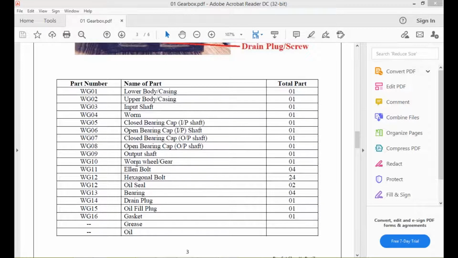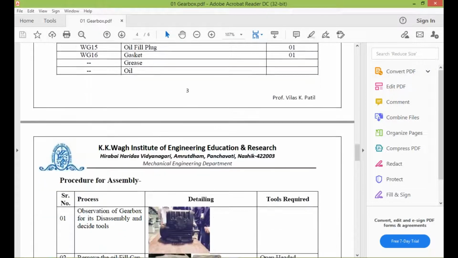The output shaft is required, the worm wheel is there, Allen bolt is there, hexagonal bolt is present, oil seal. So the oil seal is basically used to avoid the entrance of particles inside the gearbox. For that you are going to use the oil, so there is no leakage of oil to the outside if the oil seal is used. Different types of bearings are there. Basically 4 bearings are present, 2 bearings for the input shaft and 2 bearings for the output shaft. Okay, drain plug, oil fill plug, the gasket, the grease, and the oil. So these are the various parts present in the gearbox.